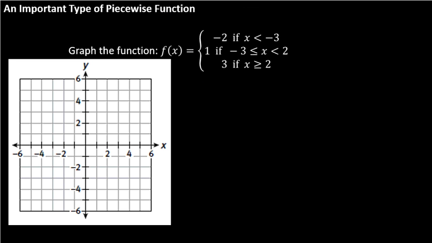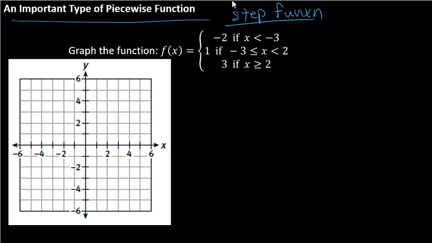Okay, so really quick, we've got an important type of piecewise function. What this type of piecewise function is called is a step function. Okay, it's called a step function, and you're going to see why here in a second. Okay, so f of x equals negative 2. I'm going to try and color code here. f of x equals negative 2 if x is less than negative 3. So x is less than negative 3, and it's equal to negative 2.